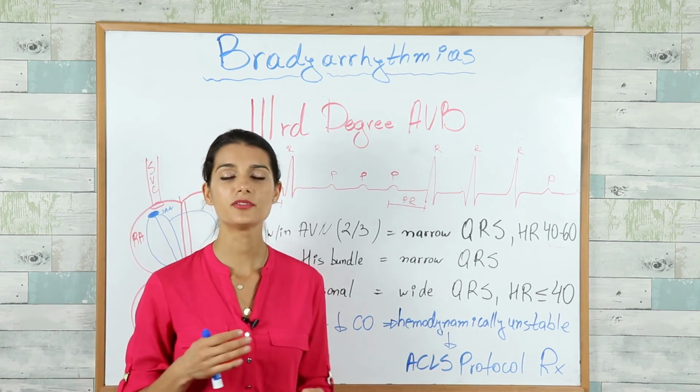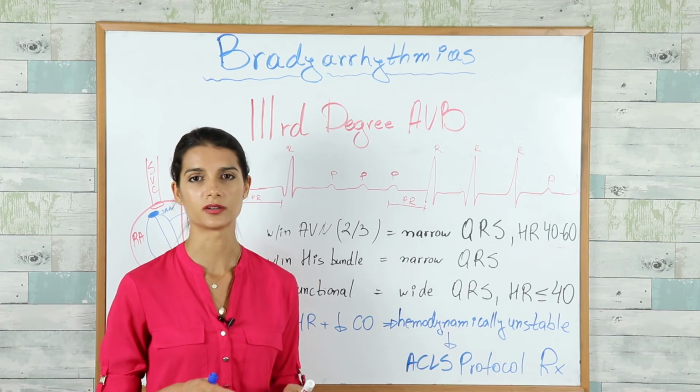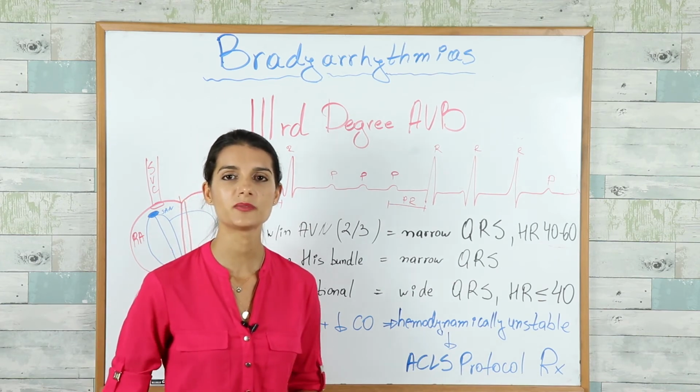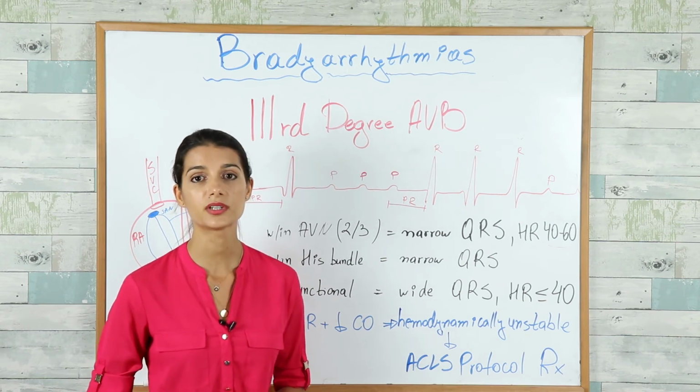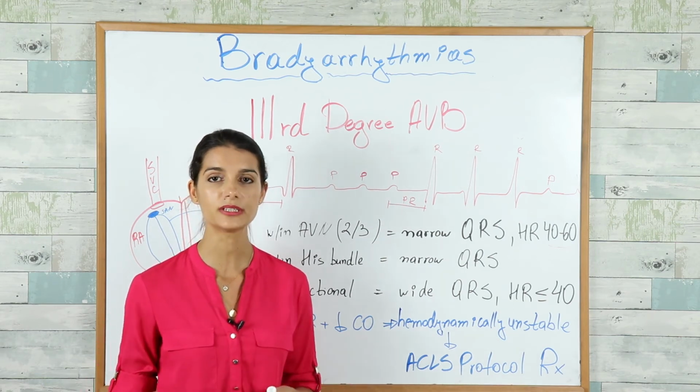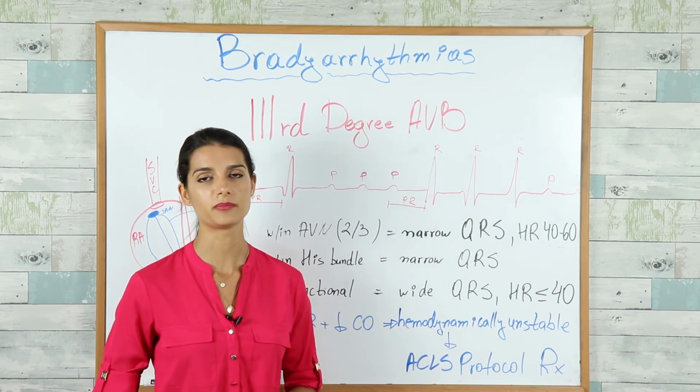You can start them on atropine. If it doesn't work, you can put a temporary transcutaneous pacemaker. You can try giving them dobutamine or dopamine. And after you have ruled out again reversible causes, you have to implant a transvenous pacemaker in those patients.